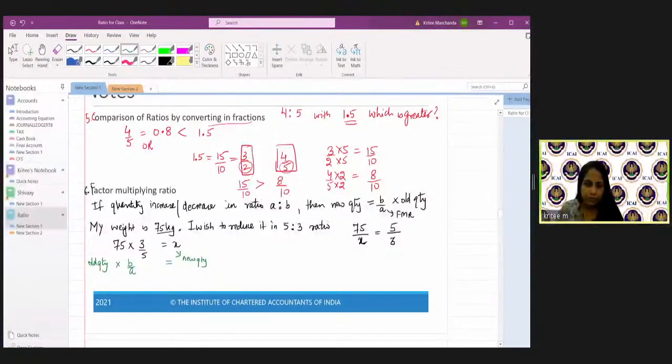So what is my new target ratio? I hope now all of us have got my new weight, which is next to impossible for me to reach. So 75 into 3 by 5 is 45 kgs. I don't even want to get that lean.